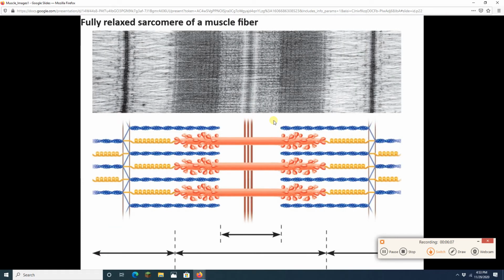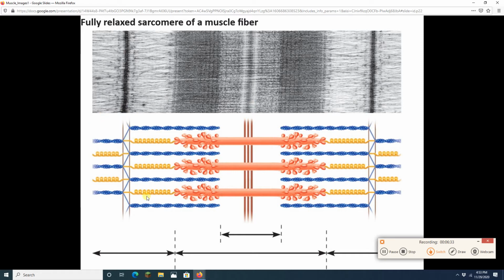All right, here is a relaxed sarcomere of a muscle fiber. It's basically what we looked at. This is a depiction. This is an actual electron micrograph, a picture of the real thing. From right here all the way to right here, that is my Z-disc to Z-disc. That's my sarcomere. So Z-disc, Z-disc. From here to here is a sarcomere.